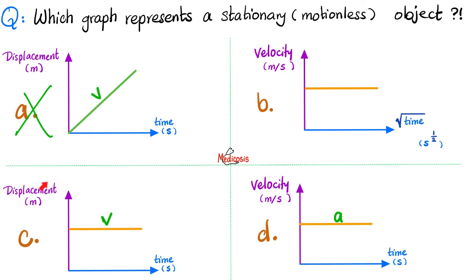Let's look at C. Displacement over time. The slope is velocity and this slope is 0. This means that velocity is 0. Oh, this is motionless, because it has no velocity. But how about if the acceleration is 0? This means that I am neither speeding up nor slowing down. I am moving at a constant velocity, but I am moving nonetheless. So D is not correct. The correct answer here is C.